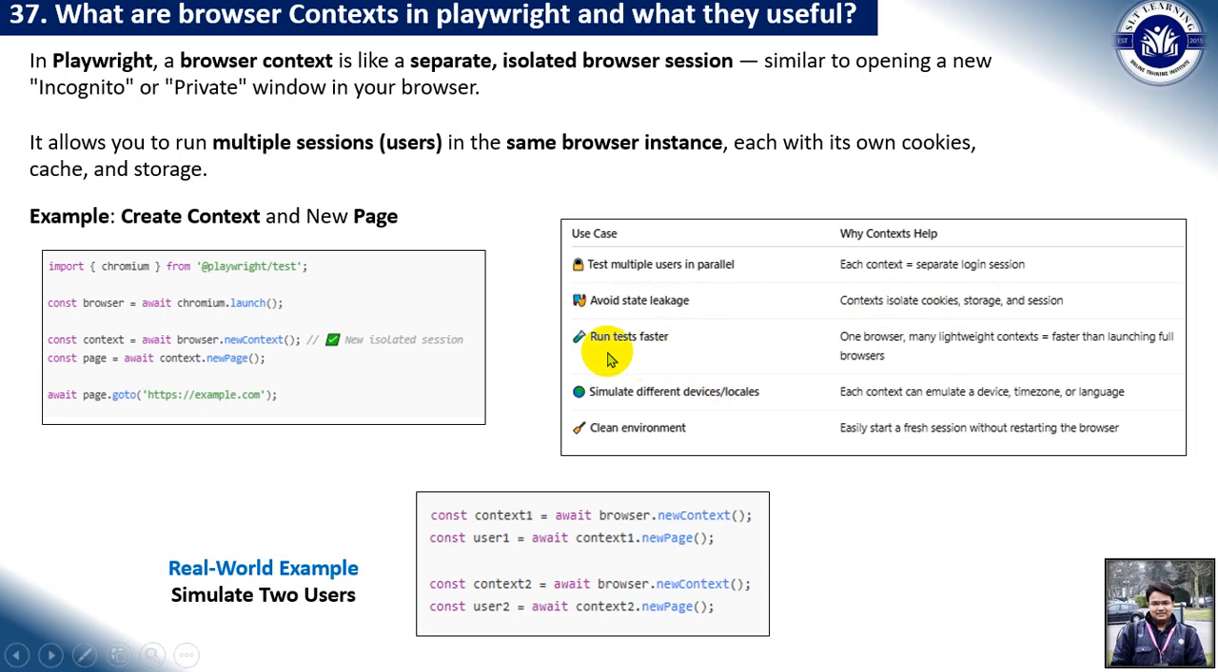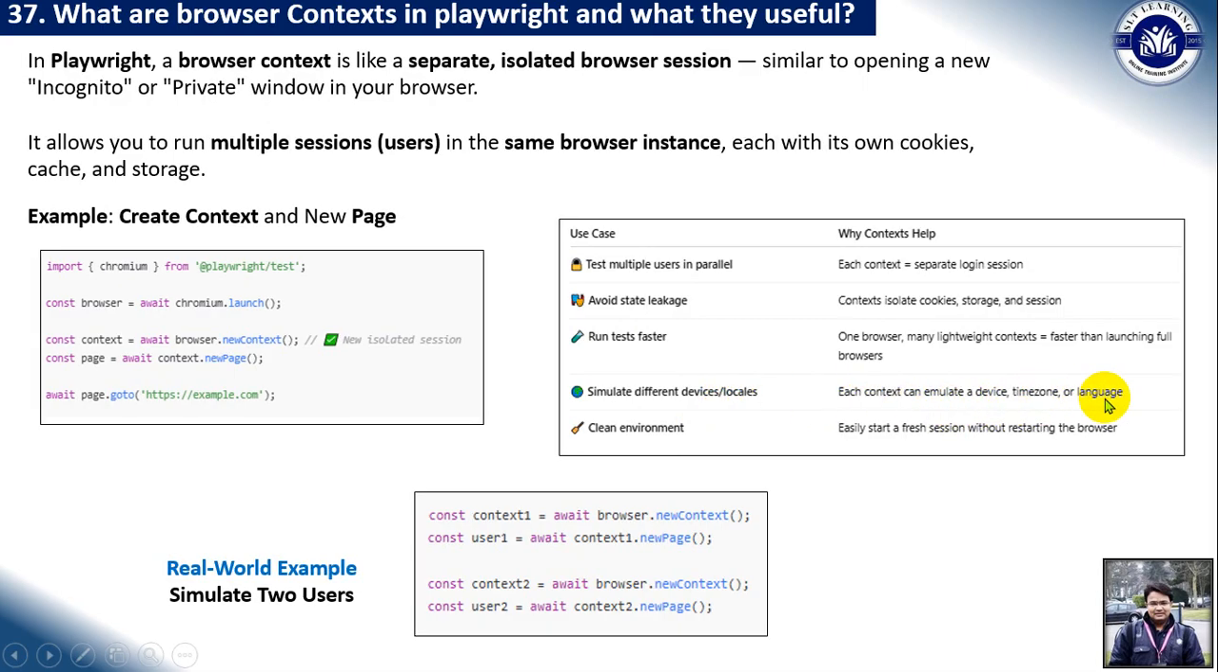Run tests faster, so you will have separate isolated browser instances that help to run your execution faster compared to using the same tab or same browser instance. Simulate different devices or locales, so each context can emulate the device, time zone and language separately. Clean environment means you will have a fresh session, fresh cookies and fresh storage, which is considered a clean browser environment for your testing. Okay, so this is the usefulness of browser contexts in Playwright.